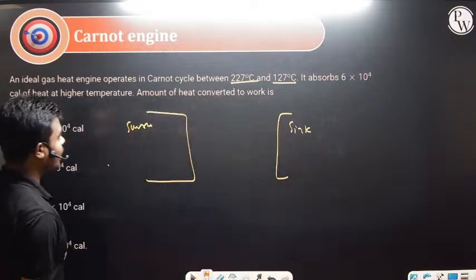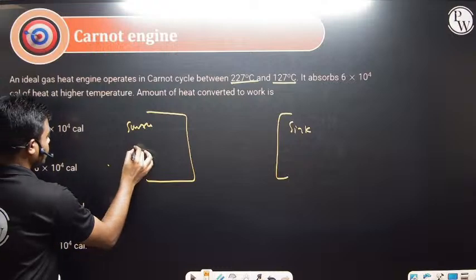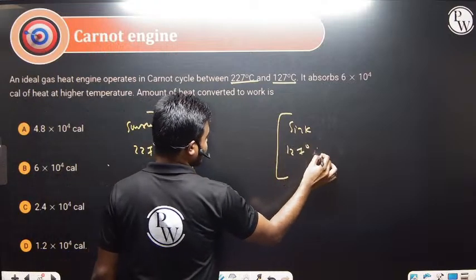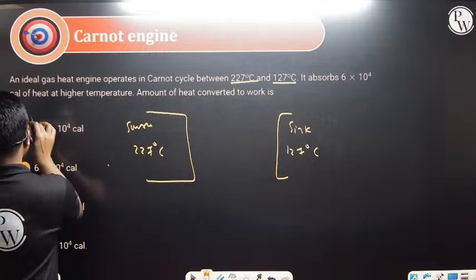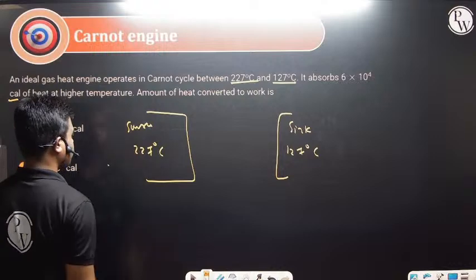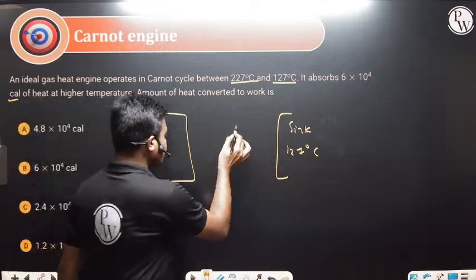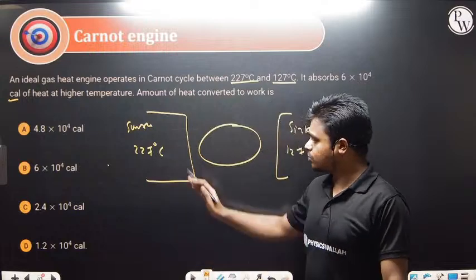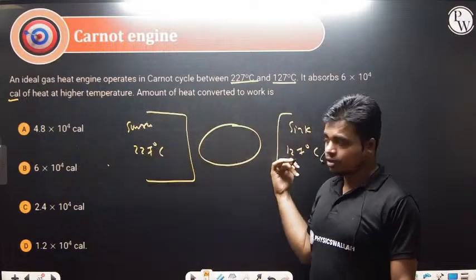Between 227 and 127 degrees Celsius. So this side is 227 degrees Celsius, and this side we have 127 degrees Celsius. It absorbs 6 into 10 to the power 4 calorie of heat at higher temperature. Always remember this. The setup will be like this, such that we will have two temperature bodies: one is the higher temperature body and the second is the lower temperature body.